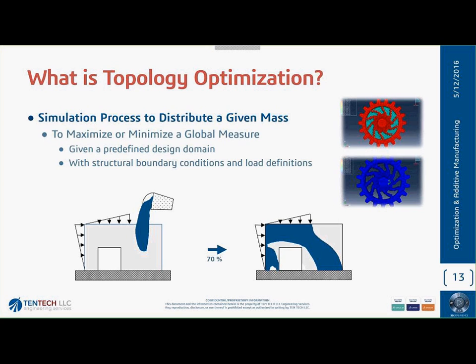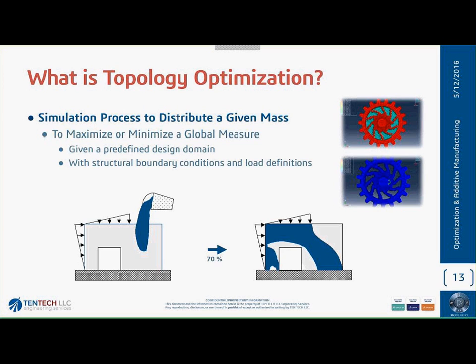From that gray block, which satisfies the conditions, we look at it and say, well, maybe we don't need that much material. And it turns out, by topology optimization, we actually use only 70% of the material. So we save 30% of our material by looking at the design slightly differently.